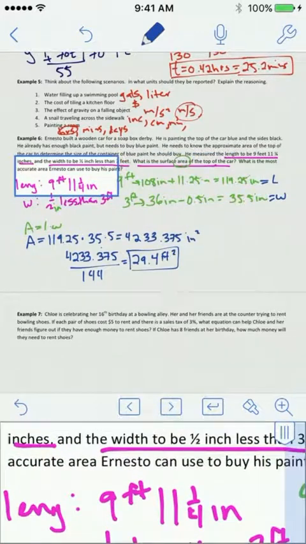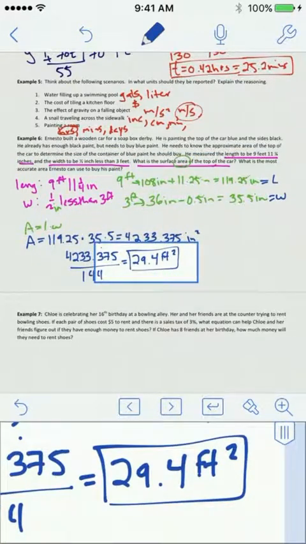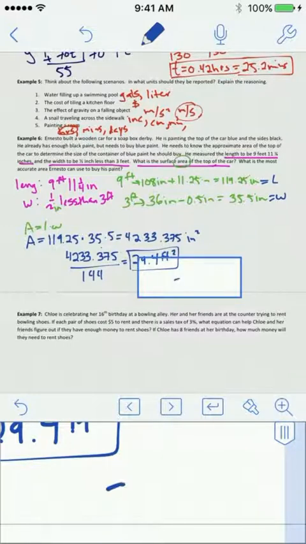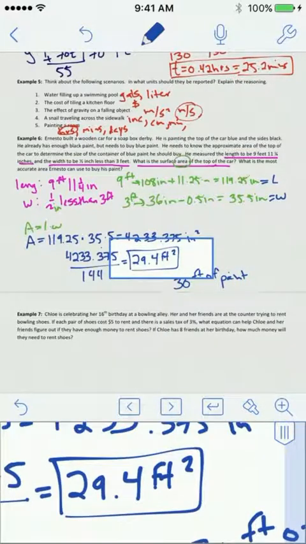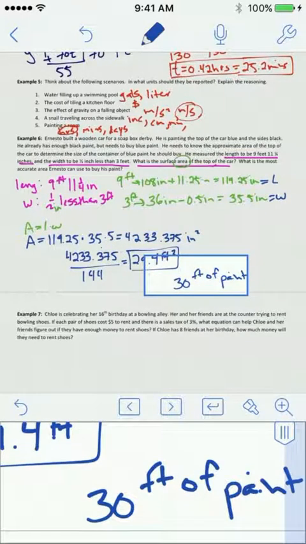The last question is, what is the most accurate area Ernesto can use to buy paint? He can use that as the most accurate area, right? But is that really how he's going to buy paint? Is he going to walk in the store and say 29.4? No, he's going to say, you know what, I need about 30 feet of paint. So the most accurate he can buy at the store, you can argue, would be 30 feet of paint. But if you wanted to get technical, he could tell somebody, okay, look, this is my area, I need enough to fill this in. So he would still probably end up buying 30 feet of paint. Alrighty.